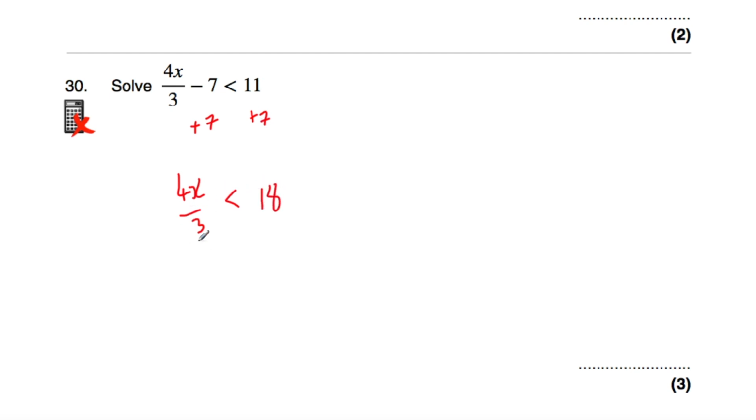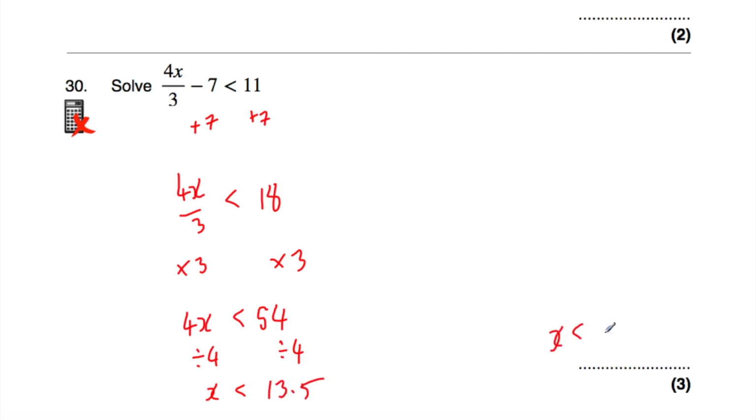Okay, now we want to get rid of this divide by 3. So let's times by 3 and times by 3. So we're timesing by 3 to get rid of the divide by 3. So we're going to be left with 4x, and that's going to be less than, and 18 times 3 would be equal to 54. Okay, we're nearly there. We don't want this times by 4 here, so let's divide by 4 and divide by 4. So on the left hand side, 4x divided by 4 would just be x, and that's going to be less than, and 54 divided by 4, let's half it, that would be 27, and half again would be 13.5, so 13.5. So that means that x is less than 13.5, and that's it.